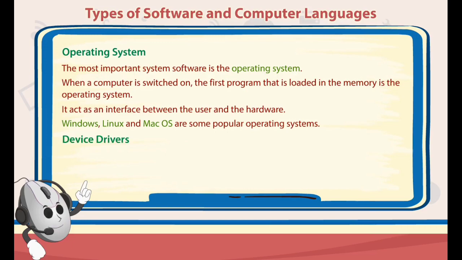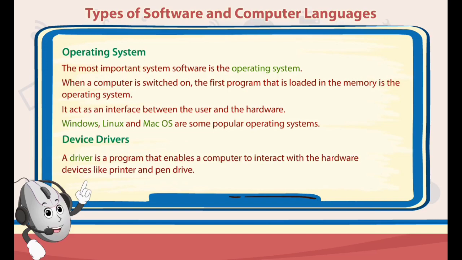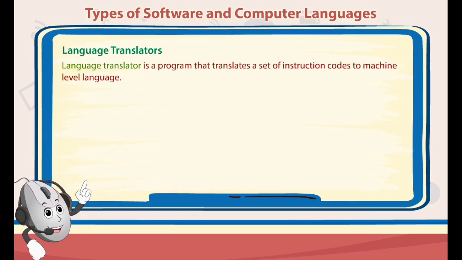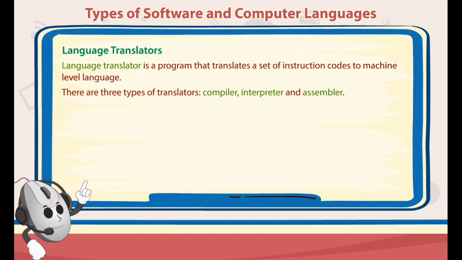Device drivers. A driver is a program that enables a computer to interact with the hardware devices like printer and pen drive. Language translators. Language translator is a program that translates a set of instruction codes to machine-level language. There are three types of translators: compiler, interpreter, and assembler.